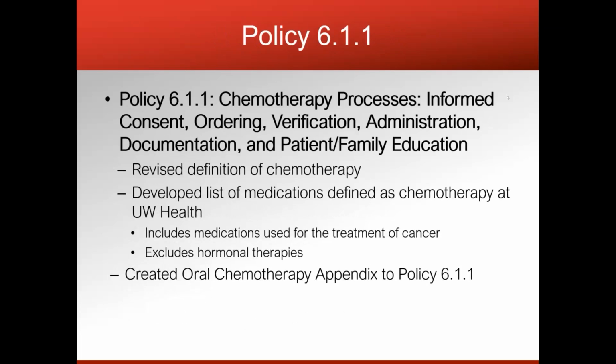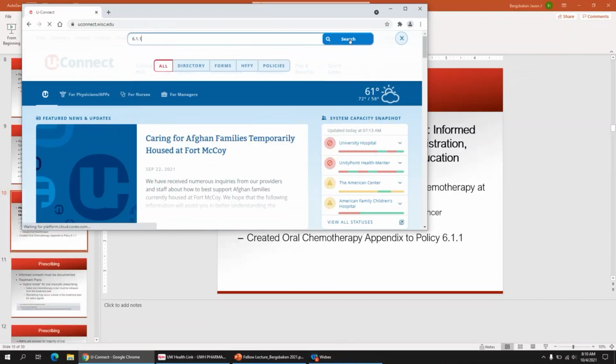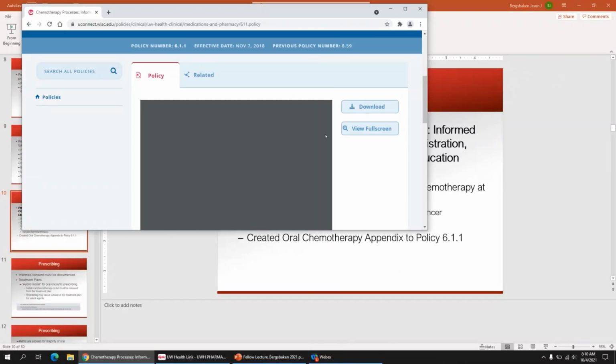The first policy to be familiar with is policy 6.1.1. This may have been referenced in another talk already. This is our all-encompassing policy regarding chemotherapy processes at UW Health. It covers consent, ordering, verification, administration, documentation, as well as education. I can just pull that up quickly and highlight a couple of aspects.